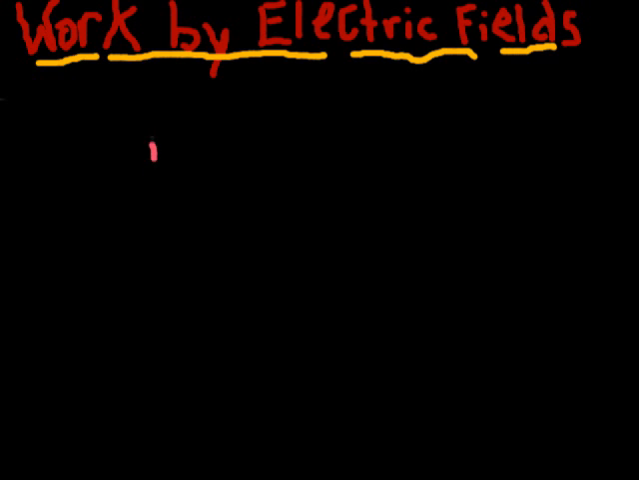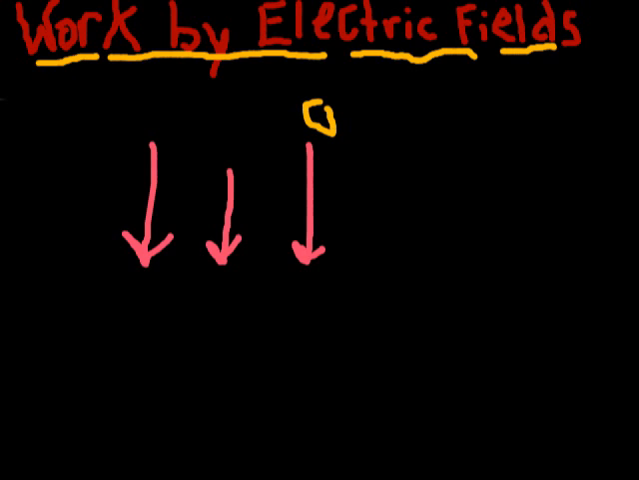So let's say this is the direction of the gravitational field, which is really obvious because gravity pulls things down. If you take a mass and move it to the right, or to the left, the work done by gravity is zero because you're moving the mass perpendicular to the direction of gravity.